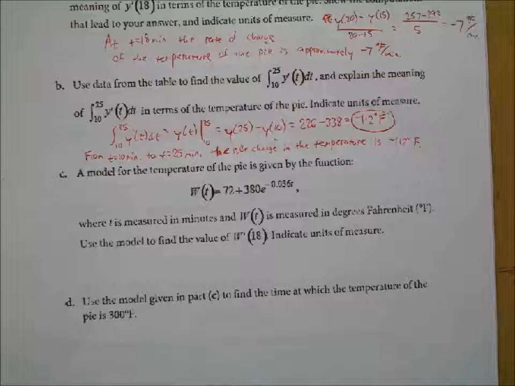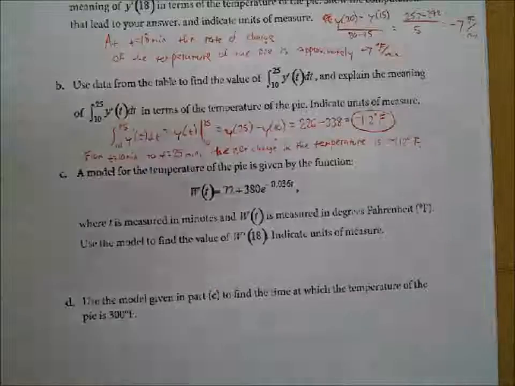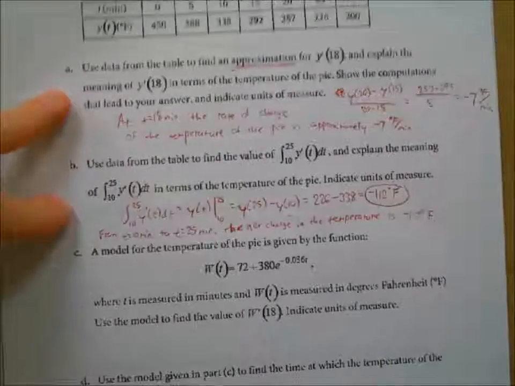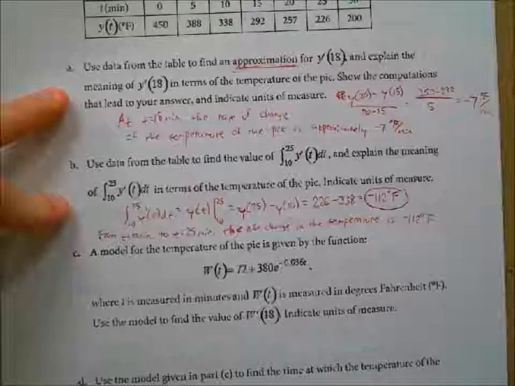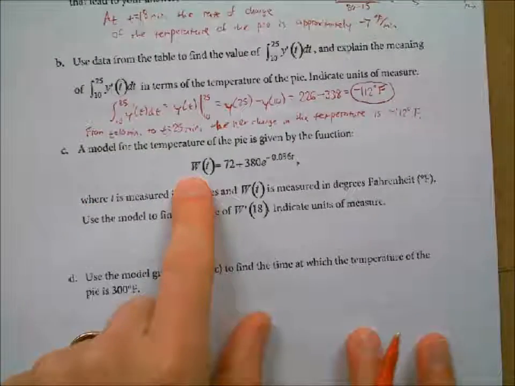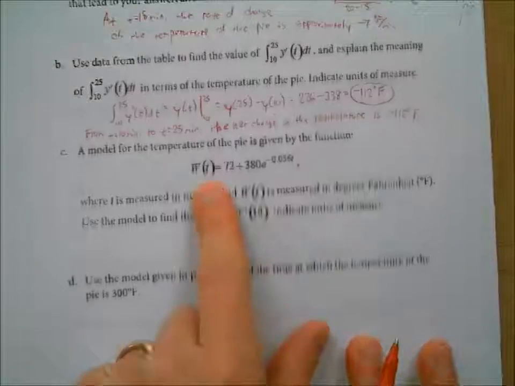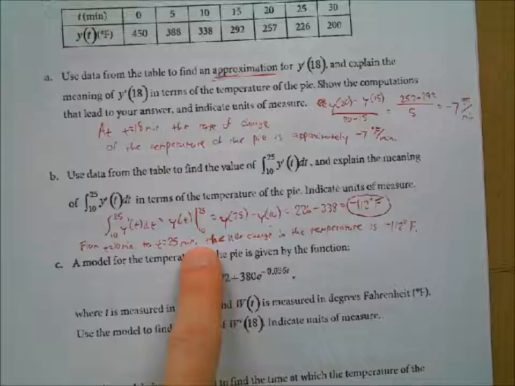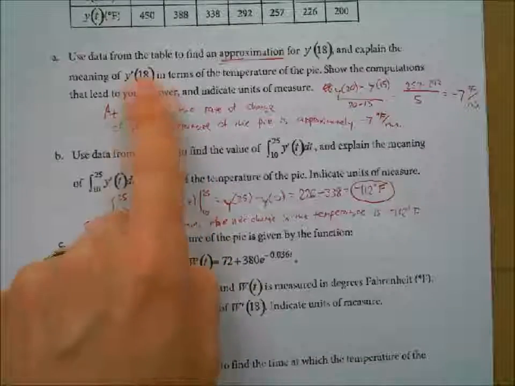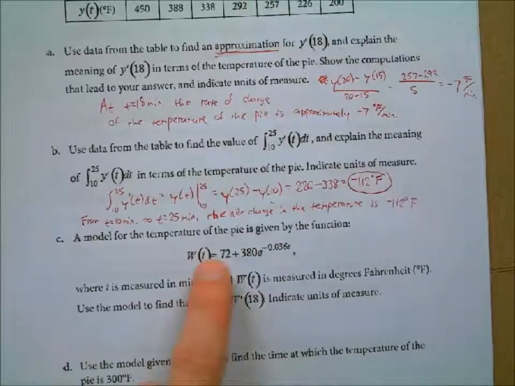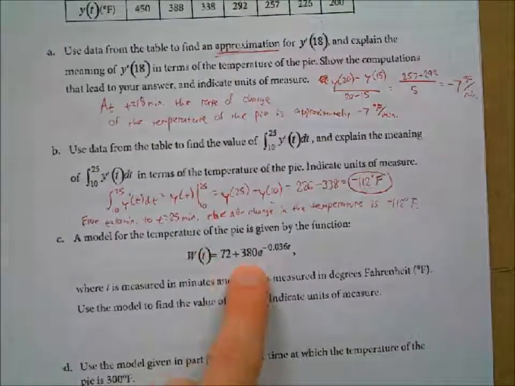Now, if you come across a problem like this on your own, and you read these first two questions and you're not really sure what to do, and then you come down to letter C and read that one, you might think, oh my gosh, they give us the function right here. I'm just going to go back and use this function to answer those questions. Because isn't this asking to find y prime of 18? Well, here's the temperature function. I can just use that and get the derivative there.